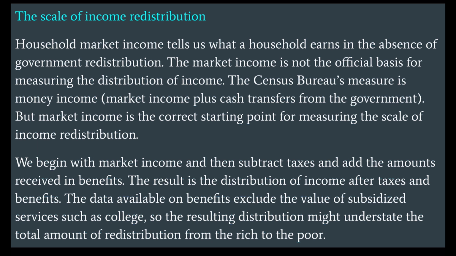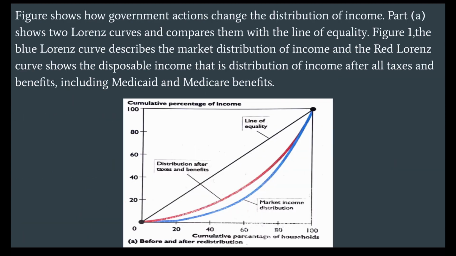We begin with market income and then subtract taxes and add the amounts received in benefits. The result is the distribution of income after taxes and benefits. If we also include the value of subsidized services such as college, the resulting distribution might understate the total amount of redistribution from the rich to the poor. The figure shows how government action changed the distribution of income.